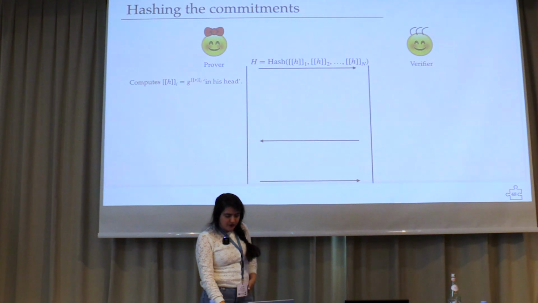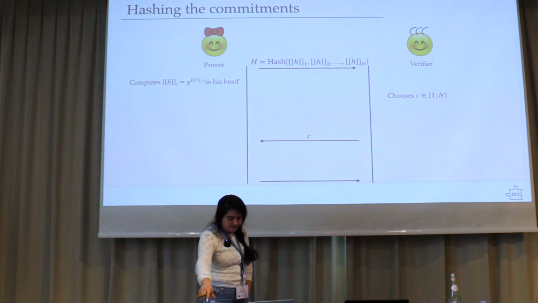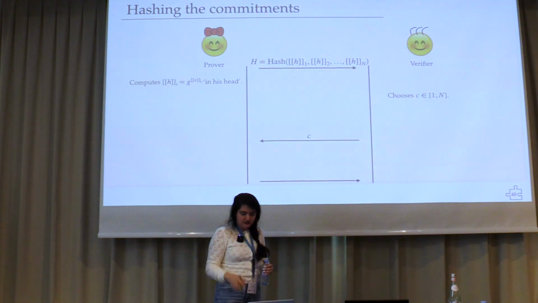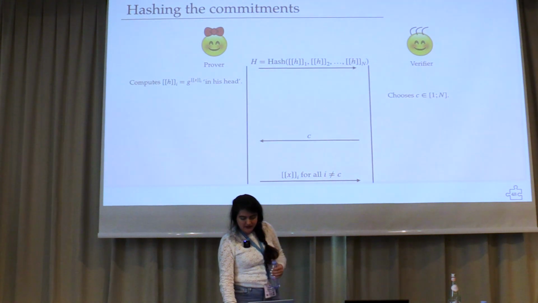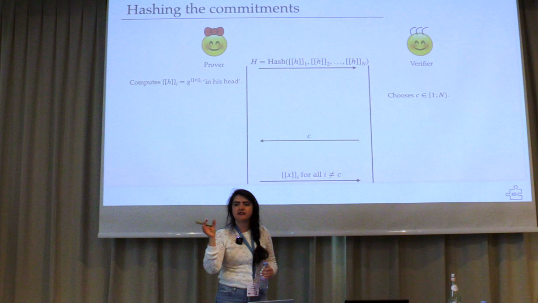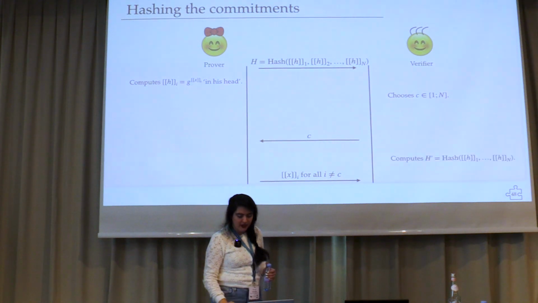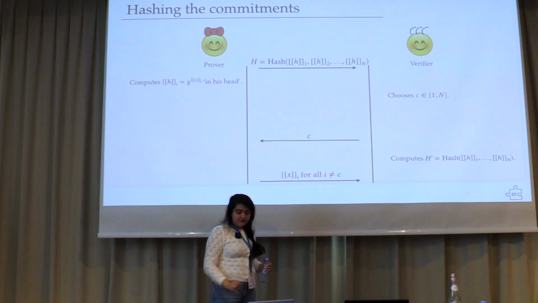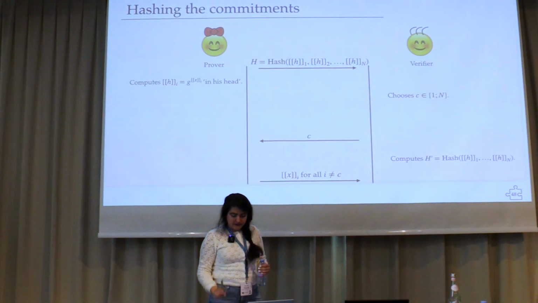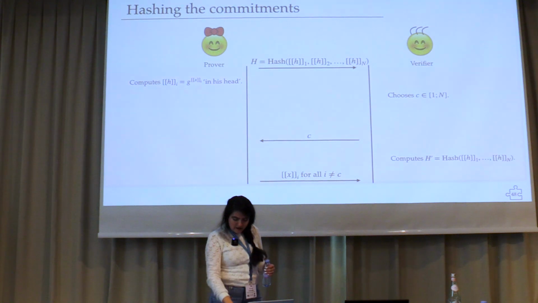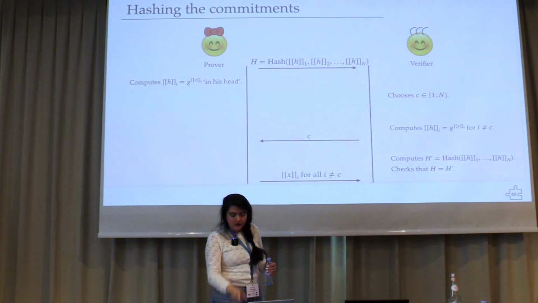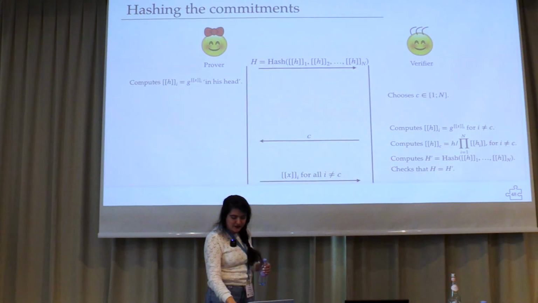Now, what will the verifier do? Again, he chooses a challenge, and that works in much the same way. The prover sends all of the shares except for the one of the challenge, and then the verifier here, it's a little bit different. How do you check with the hashes? Sorry, the slides didn't appear in the correct way. I have to put everything.